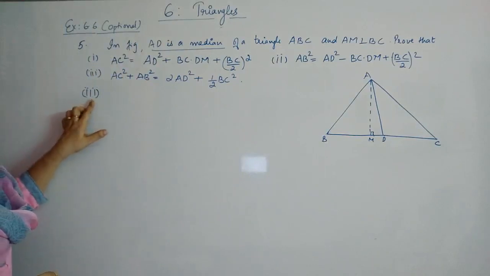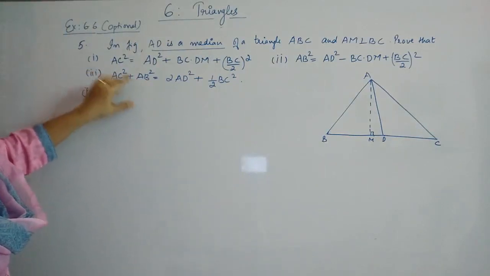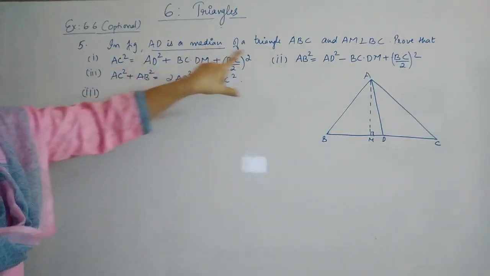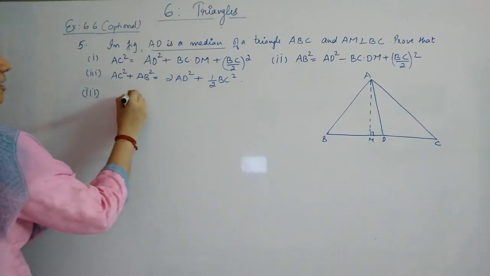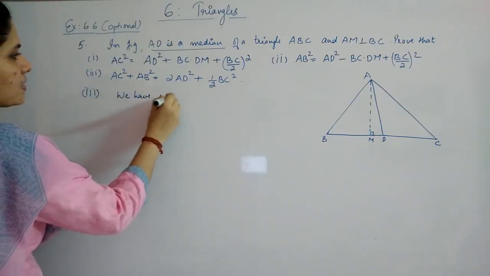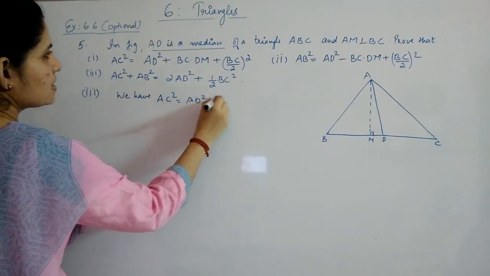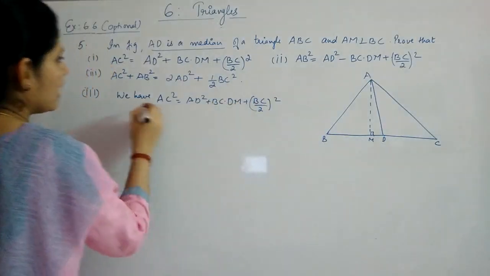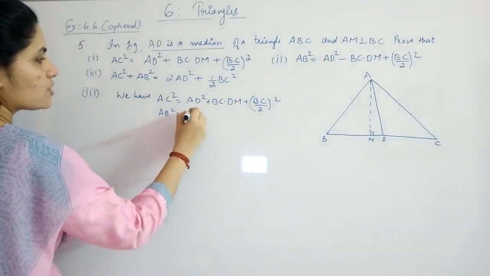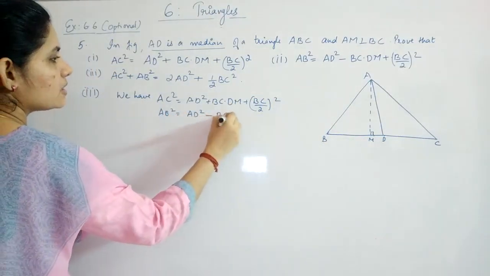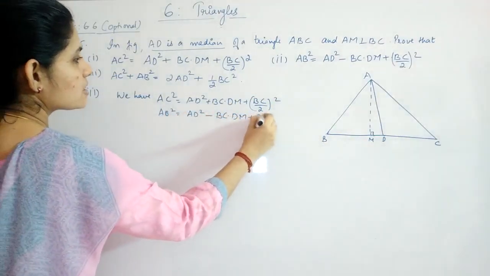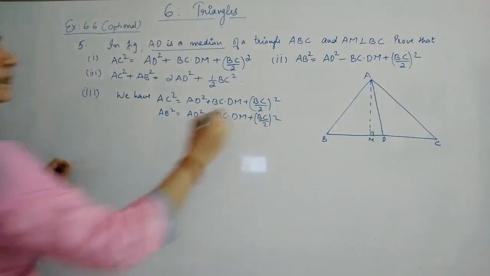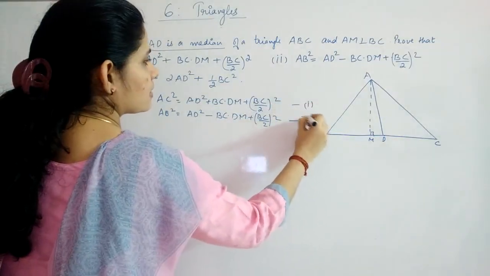And for the third subdivision, your LHS is AC square and AB square summed together. So we are just adding the first and second subdivisions. We have AC square is equal to AD square plus BC into DM plus BC by 2 the whole square, and AB square is equal to AD square minus BC into DM plus BC by 2 the whole square. Okay, so these two equations we are adding, first one and second one.